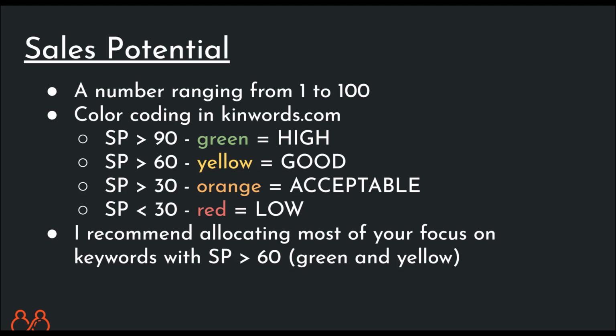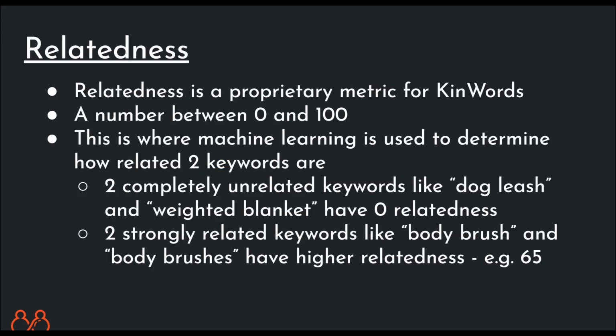Those are usually the type of keywords that are really long tail, that don't really drive more than one sale per day. Some of them drive even less than one sale per day. I recommend allocating most of your focus on keywords with sales potential higher than 60. So those are all the green and yellow keywords in the sales potential column.